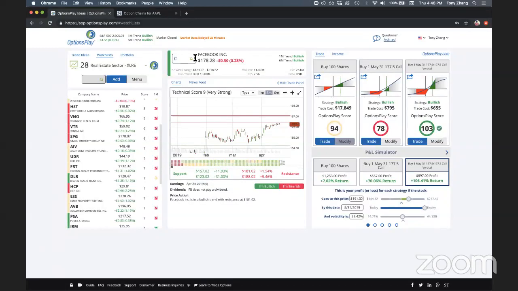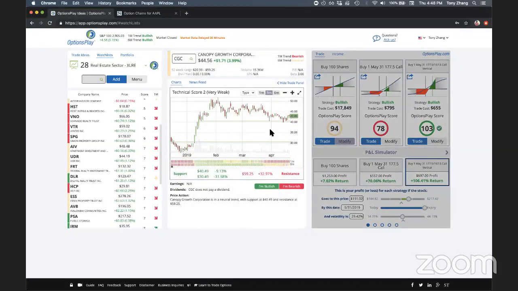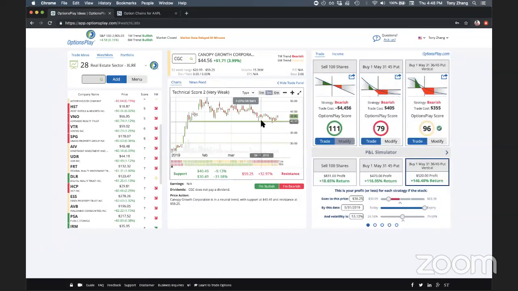Lauren's asking for CGC, and he's bearish on CGC. So Canopy Growth, this looks like a bit of a triangle here with some support around $40. Let's say I'm bearish on CGC trading at $44. So I can short the stock, buy an at the money put option for 405, buy that 45 put option, but then sell a $36 put against it, bring it down to 355, saving myself about $50 or so. And let's see how that works out.